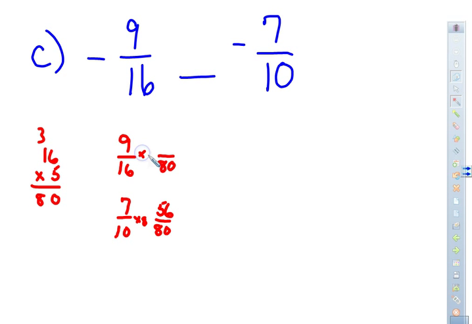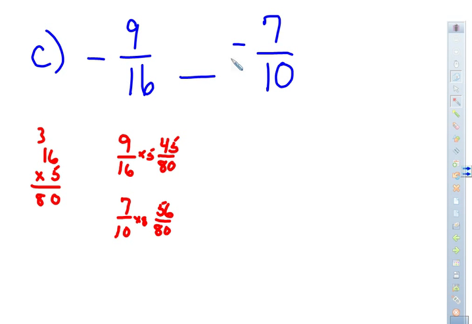And this one, what we said was times 5. So 9 times 5 is 45. And now we can see the difference. And 7/10, being 56/80, is larger than 45/80. Therefore, this is going to be, and again, we've got to look at our negative numbers.